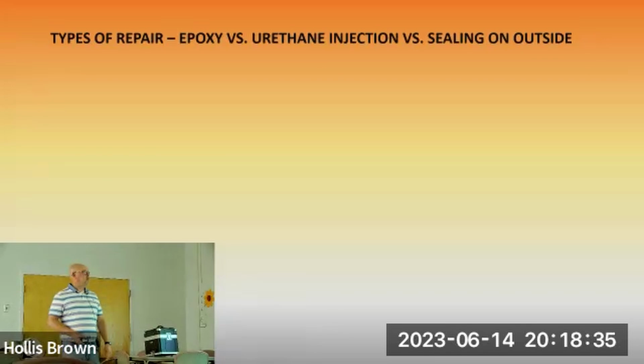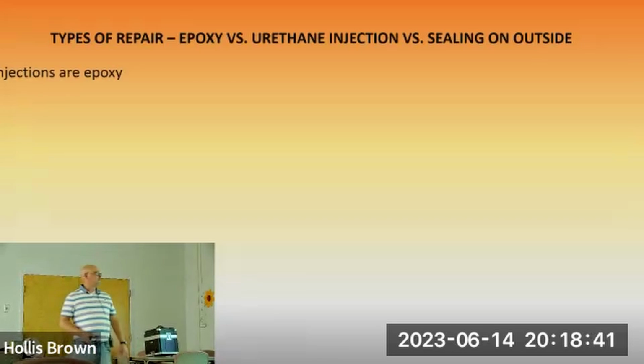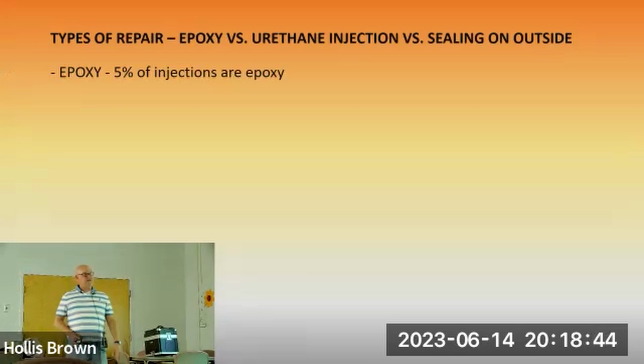All right, the types of repair. You have epoxy versus urethane versus sealing on the outside. Epoxy, I would say, is not even 5% of the repairs anymore. About 30 years ago, epoxy was king. When it was first developed, everybody thought epoxy was strong, say 9,000 PSI, while concrete is anywhere from 3,000 to 4,500 PSI. But that strength is only in compression, pushing it together. In tension, epoxy is just as pitiful as concrete is, thus the rebar in the concrete.